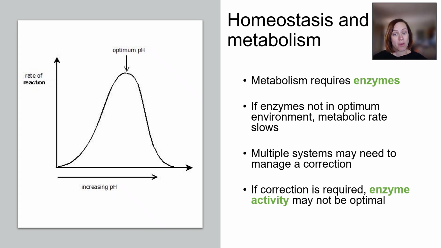If correction is required, we know that that enzyme activity is probably going to be less than ideal, and that can cause problems. So it's kind of a chicken and egg situation. The metabolism needs the enzymes, but the enzymes need the systems in place to maintain those optimal conditions for them to work.